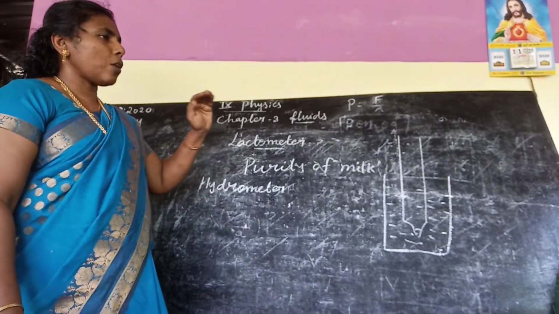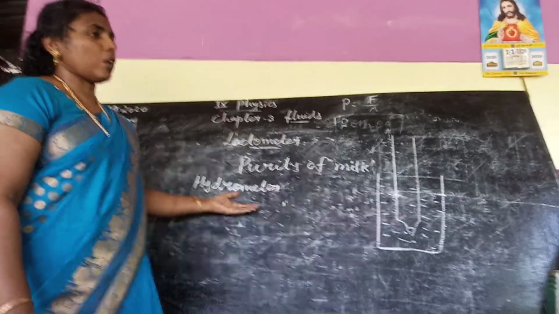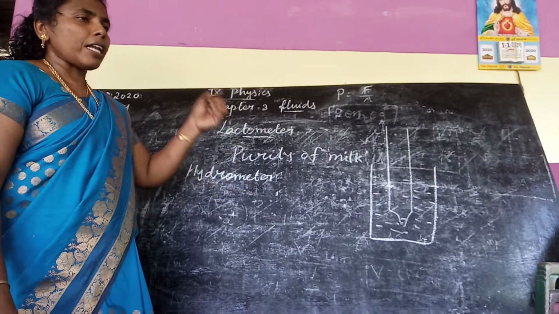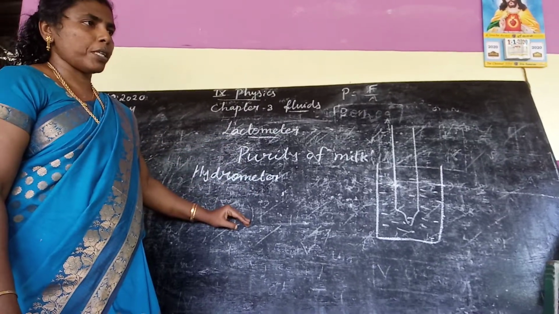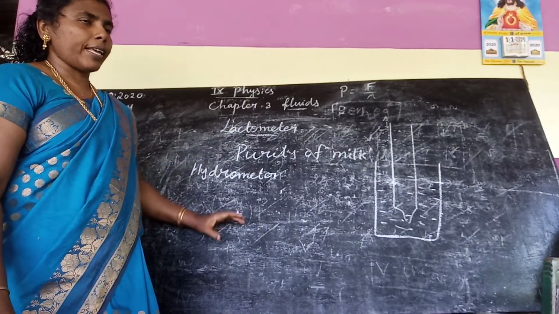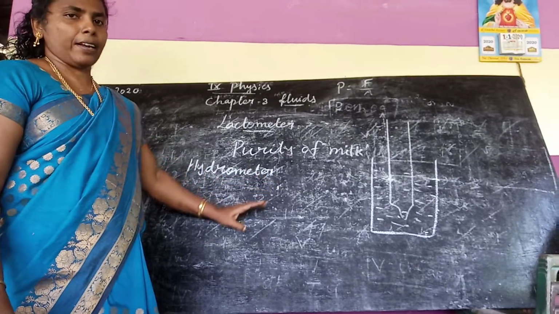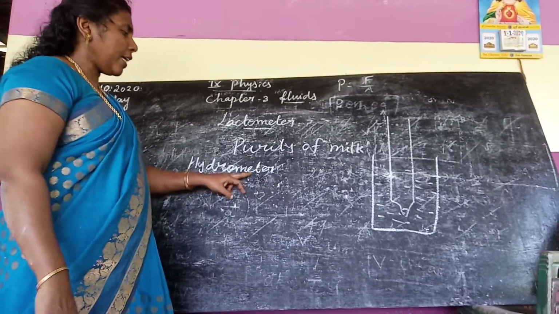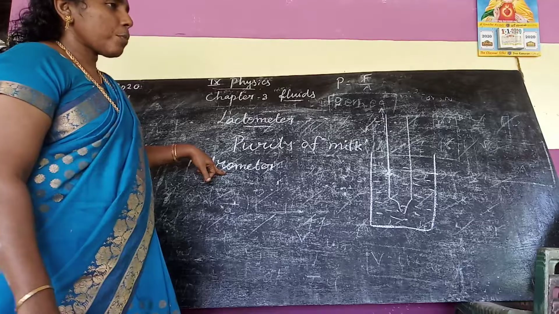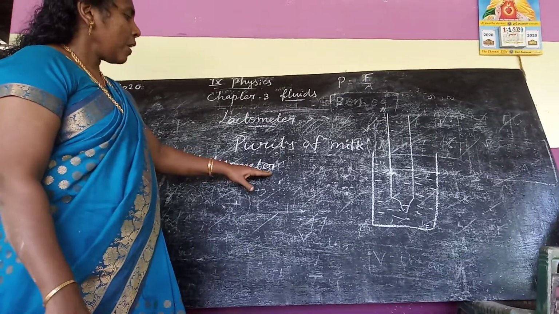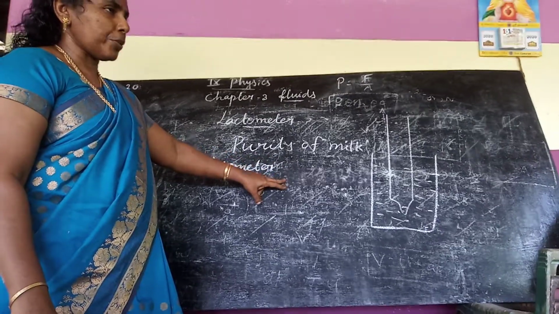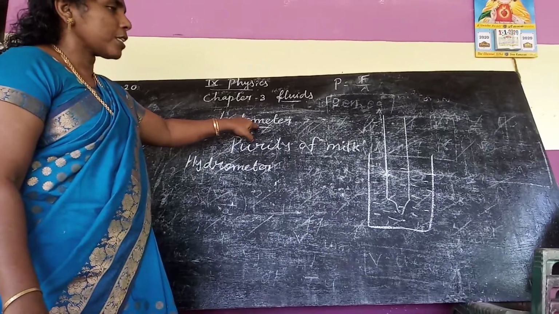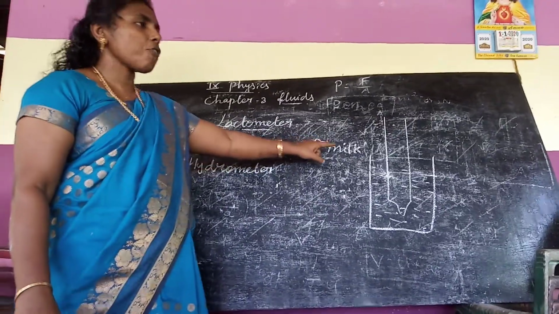Now first you have to write why we are using this hydrometer and which principle is used in the hydrometer, then the construction and working of a hydrometer with the diagram. So the diagram you have seen. What is the use of hydrometer? To find the relative density of a liquid. Now what is the use of lactometer? To find the purity of milk.